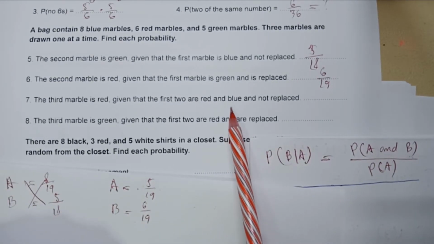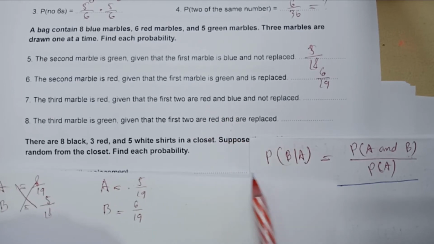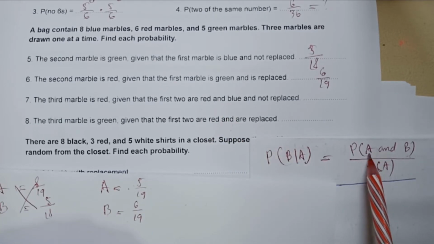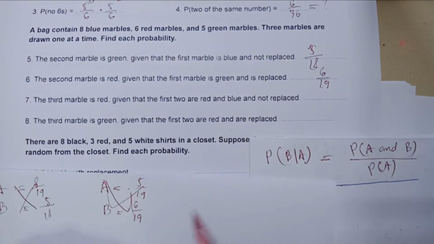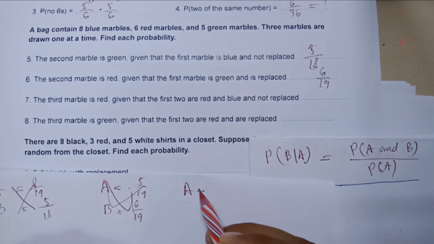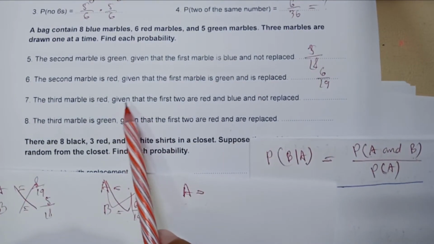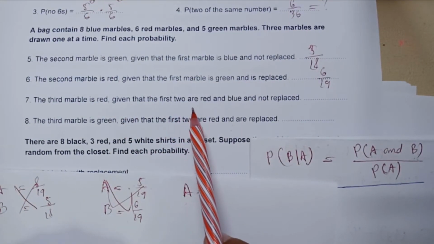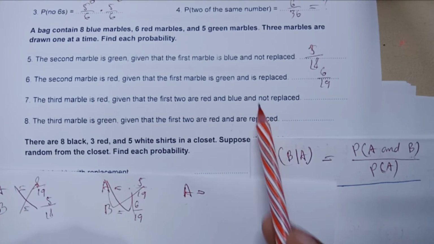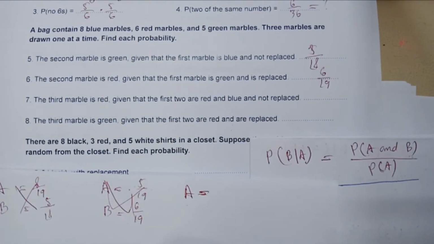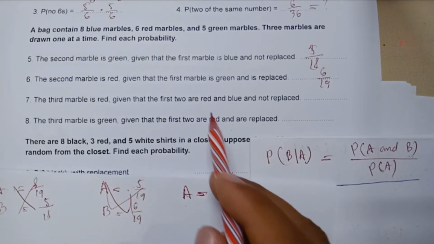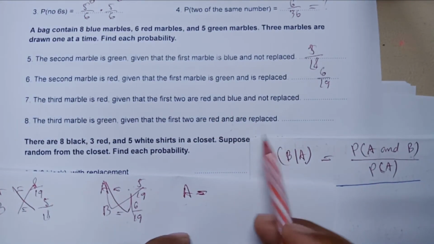Alright, so let's try to distinguish event A and B first, because we only have two events. It's either A or B. So event A, which is this first section here, given the first two are red and blue and not replaced. So for event A, you combine the two together to get event A. So red and blue and not replaced.